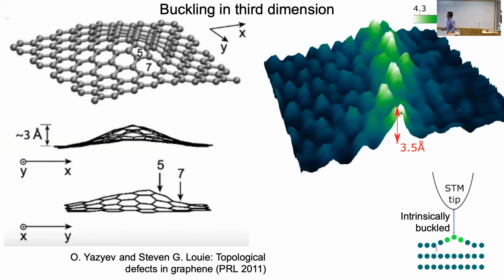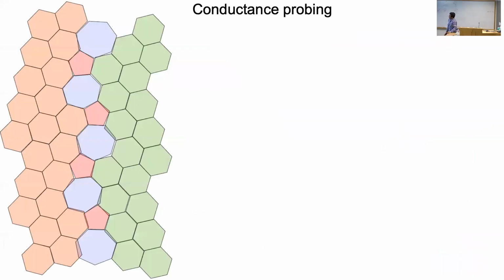Now, the extra 0.5 angstrom could have come from the fact that this is a 1D defect, whereas that is a point defect. So the 1D defect could have given that extra 0.5 angstrom. So it tells us that all of these grain boundaries are intrinsically buckled out of plane. Now, this kind of information you cannot get from a TEM image.